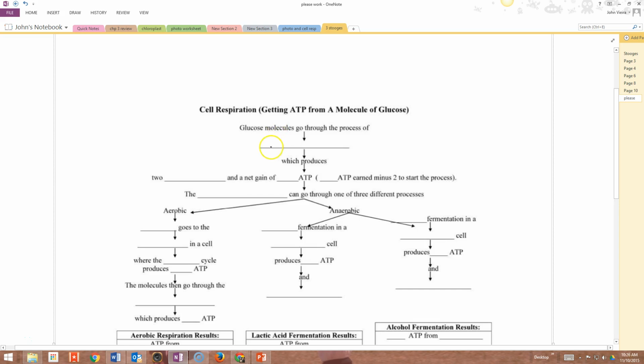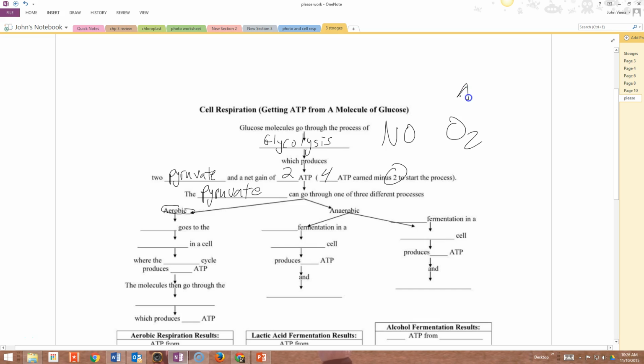Glucose molecules go through the process of glycolysis, which means sugar splitting, which produces two molecules of pyruvate and a net gain of 2 ATP. Actually, it's 4 ATP, but minus 2, right? But it's a net gain of 2. The pyruvate can go through either an aerobic process or an anaerobic one. This glycolysis, no oxygen, okay? This is anaerobic.